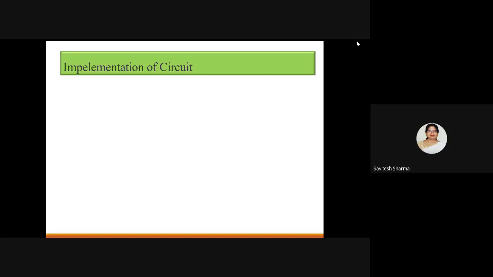Whatever Boolean algebra we learned yesterday in the last class was in the form of equations. Some variables were there, and the combination of the input variables was deciding the output of the circuit. So how can we convert a Boolean algebra into a circuit? We will see now. This is implementation of circuit.